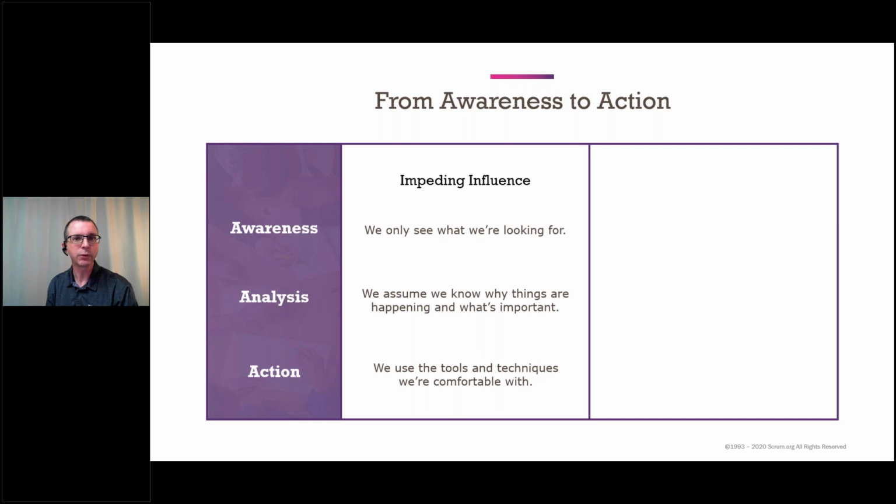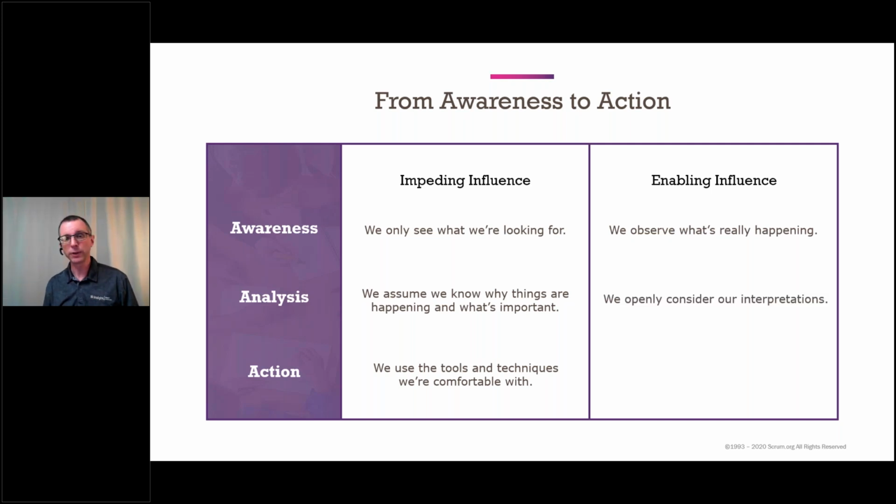So for us to shift to enable better influence, the things that we've discovered we needed to get better at is our ability to be aware, to observe what's really happening, not just the things we're looking for. And then building on top of that, we openly consider our interpretations. What are the possible reasons these things that I'm observing might be happening? And then based off of that, what kind of impact am I trying to have? What's most important? Let's consider that carefully and then select the actions that are going to help with that.